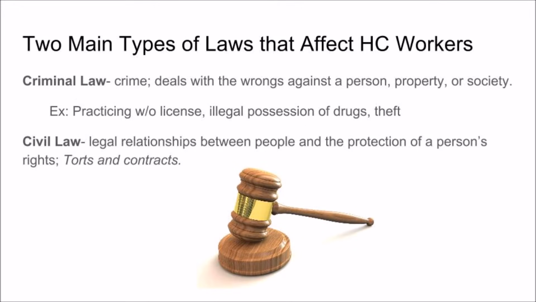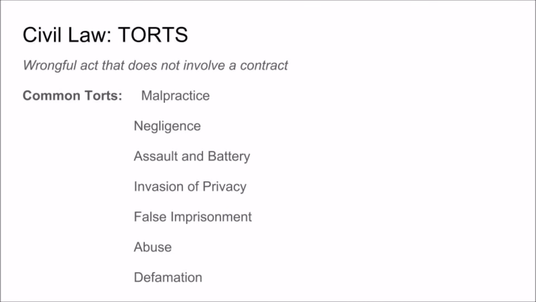There are two main types of laws that affect healthcare workers: criminal law and civil law. Criminal law involves crime. It deals with wrongs against a person, property, or society. Examples are practicing without a license, illegal possession of drugs, and theft. Civil law deals with relationships between people. Examples are torts and contracts.